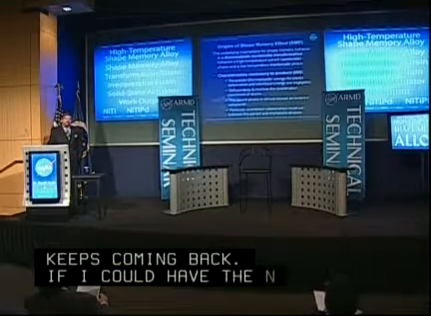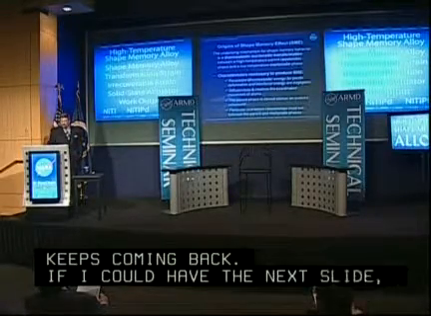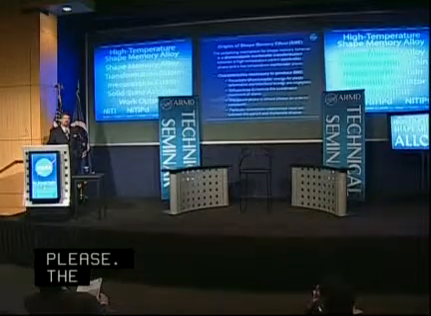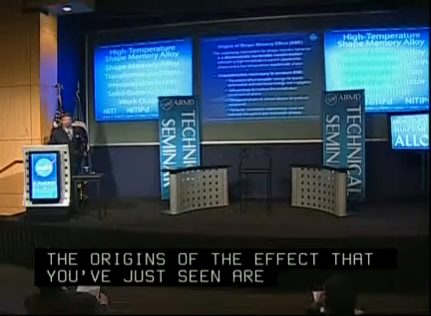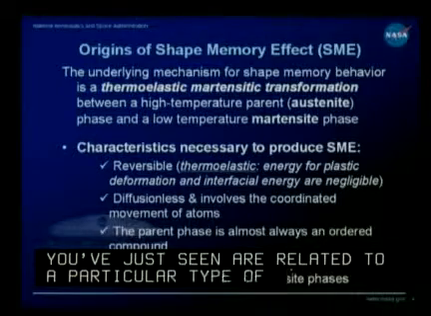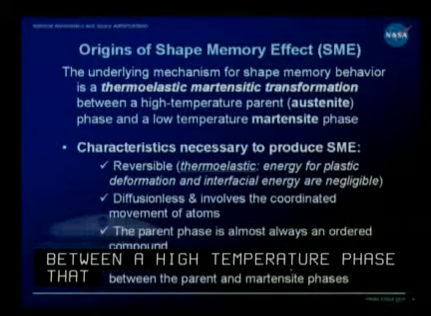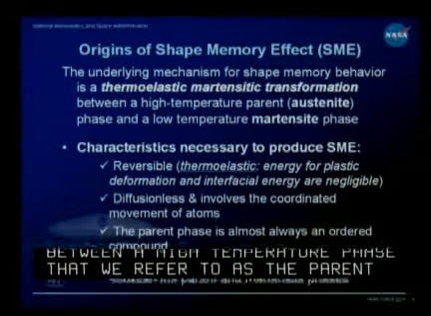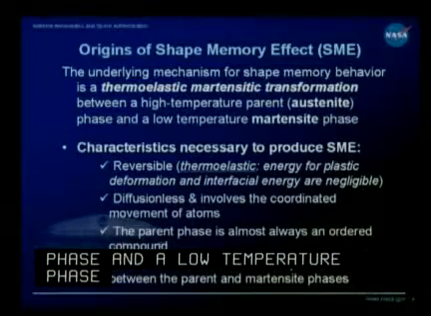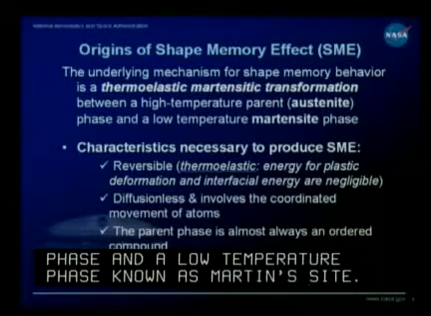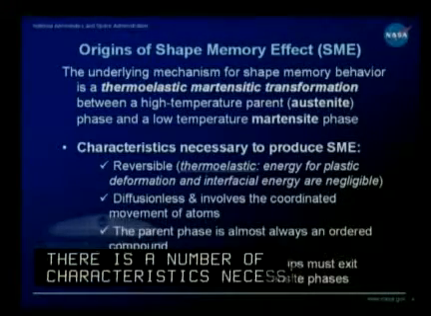The origins of the effect that you've just seen are related to a particular type of phase transformation. It's a thermoelastic martensitic transformation that occurs between a high temperature phase that we refer to as the parent phase or the austenite phase and a low temperature phase known as martensite. And there's a number of characteristics that are necessary in order to produce that effect. This is not an inclusive list, but it's some of the more important.